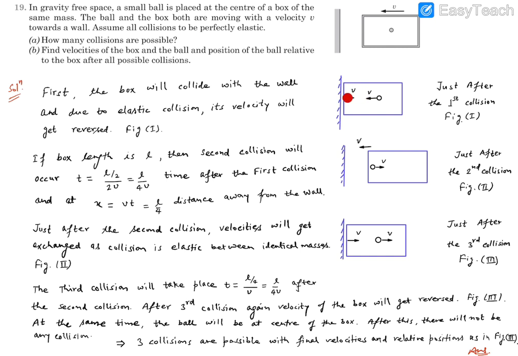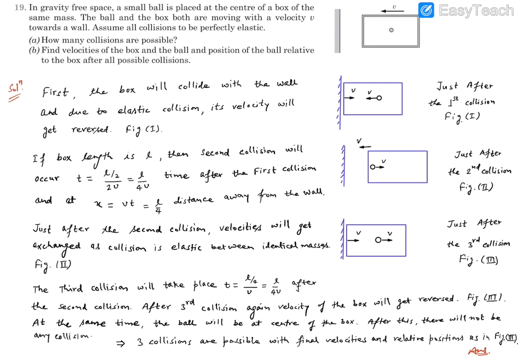Now the distance between this box and ball is going to reduce. Earlier it was maintained, and now this distance is going to be reduced, and a time will come when these two are going to come in contact. That is what we are going to call the second collision. Assuming the box length is L, the separation between the box edge and this ball is going to be L by 2, and they are approaching towards each other with v plus v, that is 2v velocity. Then t equals L by 2 divided by 2v, that is L by 4v.